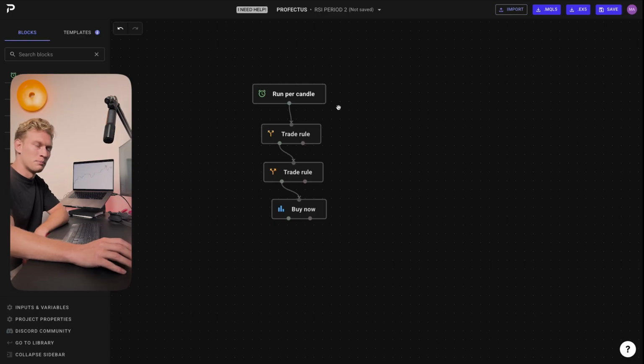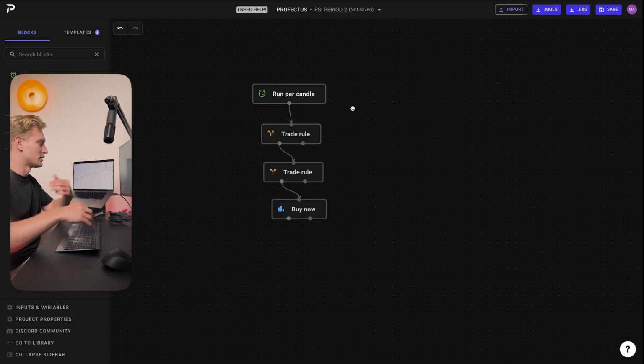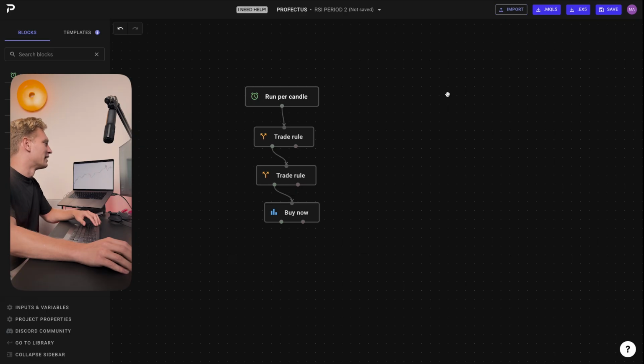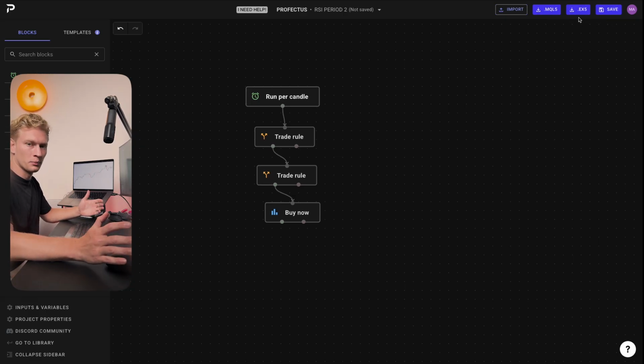Normally it takes me a minute or less. Now, because I'm explaining it, it's a little bit more. But do you see the power here? If you had to code this, it was also pretty fast, but definitely not faster than this. Let's now export the file. You can just click here on export and then import it in MetaTrader 5.